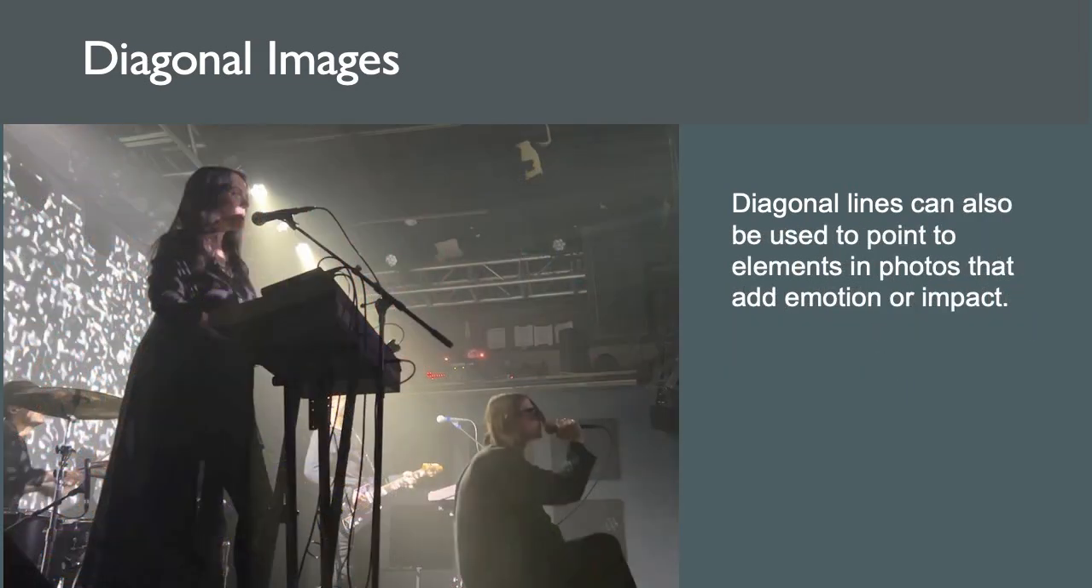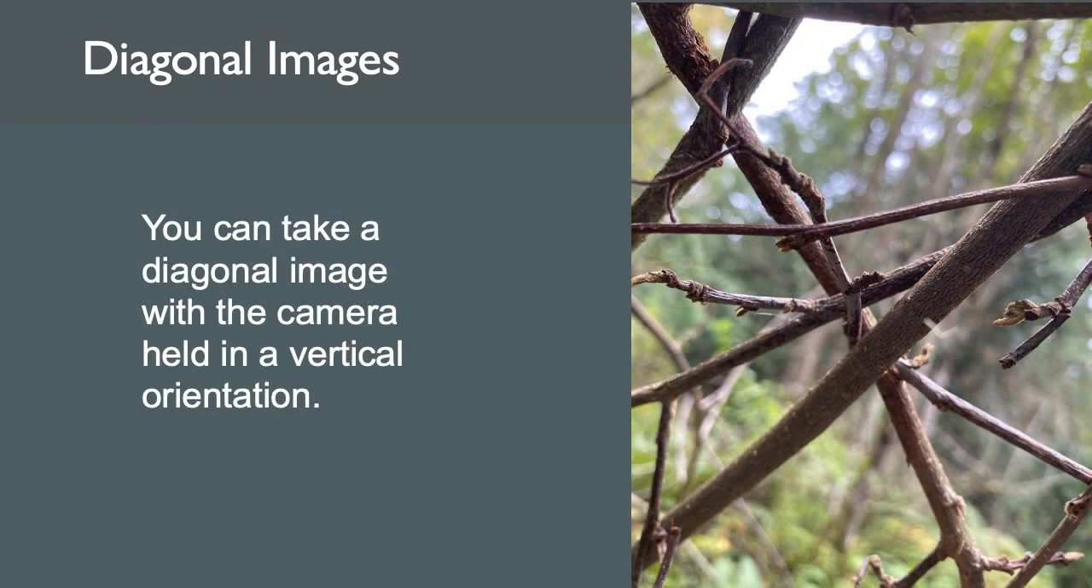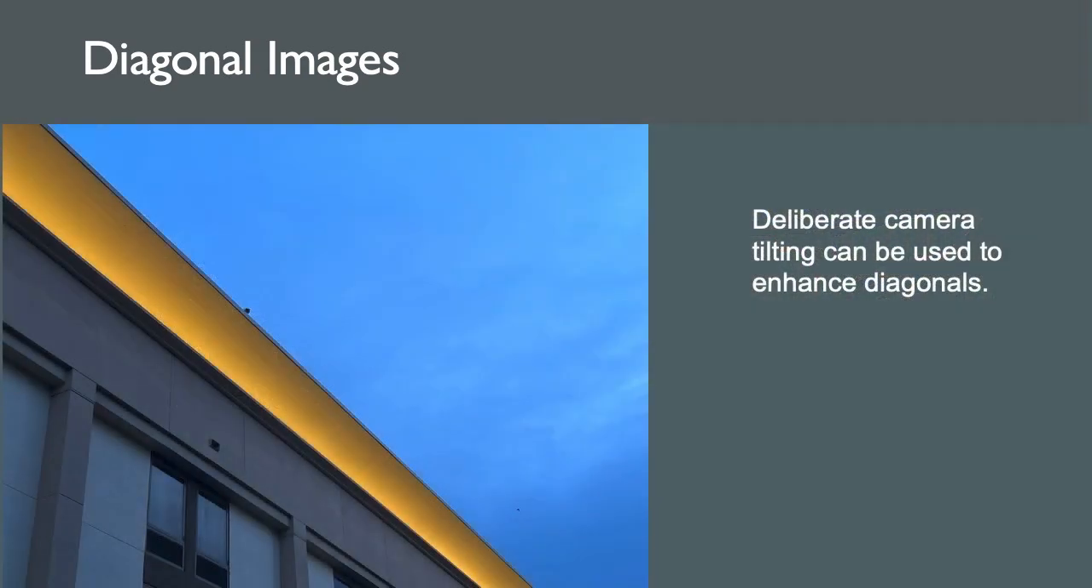Diagonal lines can be used to point to elements in photos that add emotion and impact. You can take a diagonal image with the camera held in a vertical orientation and combine multiple diagonal lines as well. Experiment and have fun with this assignment. Try new things. Deliberate camera tilting can be used to enhance diagonals.